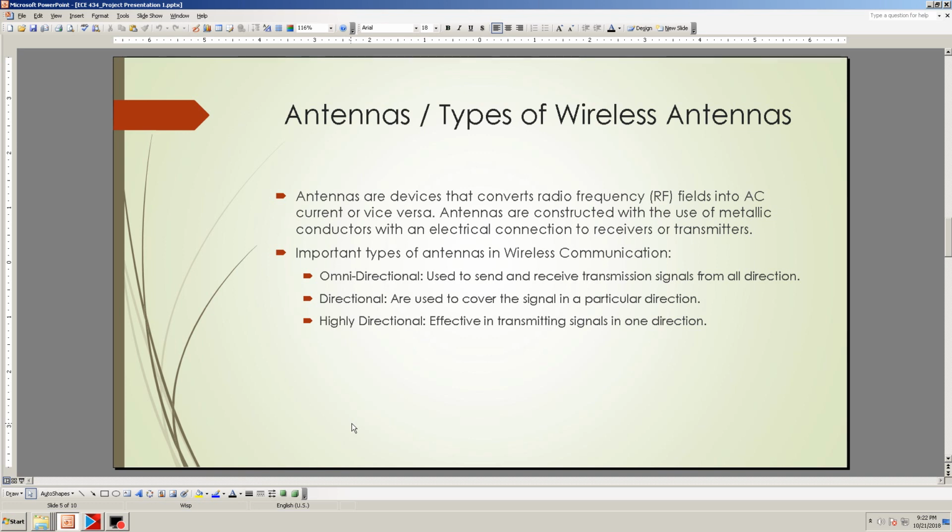Directional antennas are used to cover the signal in a particular direction, meaning there's a certain direction it has to go, as opposed to the omni, where the signals are coming from all directions. This antenna has various structures, and one of the most popular ones that I've seen a lot, not just in my work but also in today's society, is the Yagi antenna.